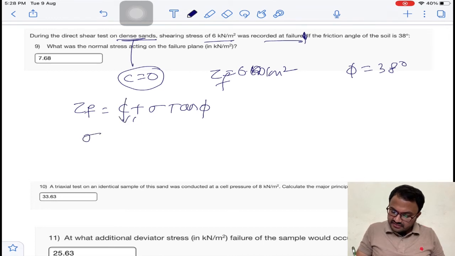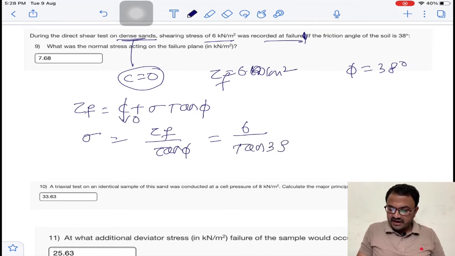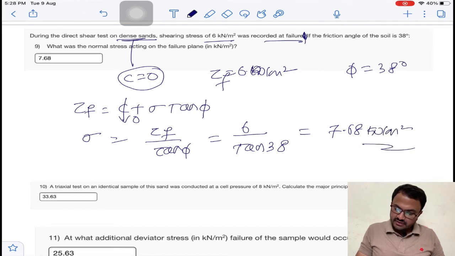Here, for dry sands, C is 0. We want the normal stress. That will become tau F divided by tan phi. Tau F is equal to 6, and tan phi will become tan 38. So you will get the answer 7.68 kilonewton per meter square.